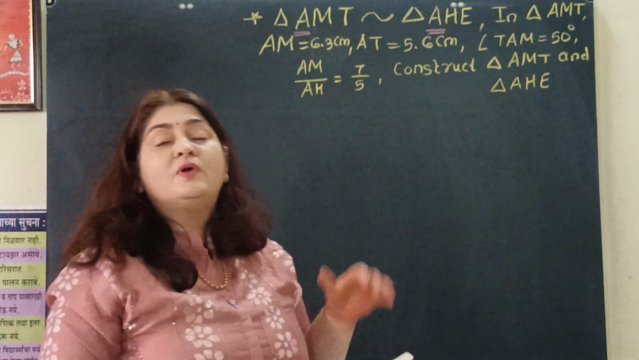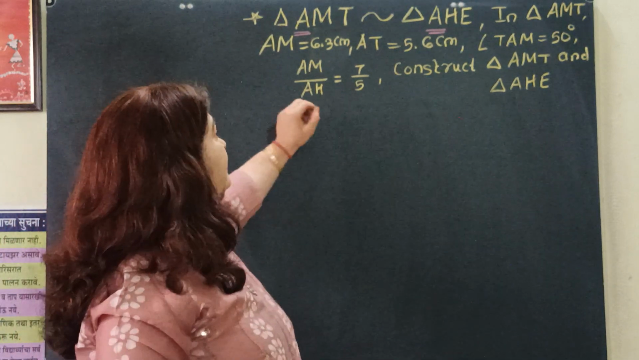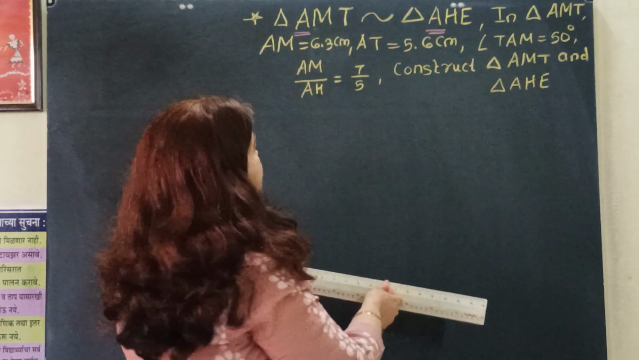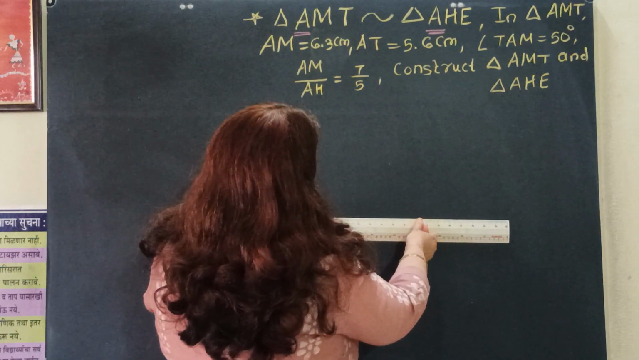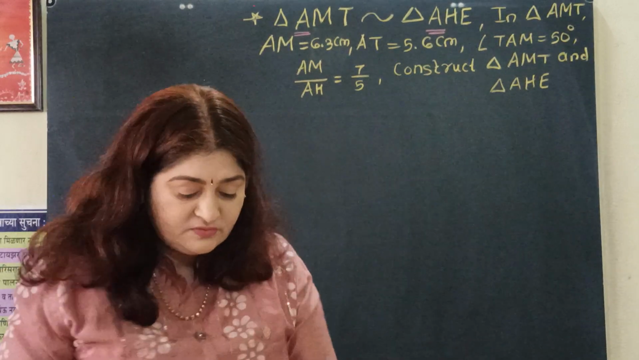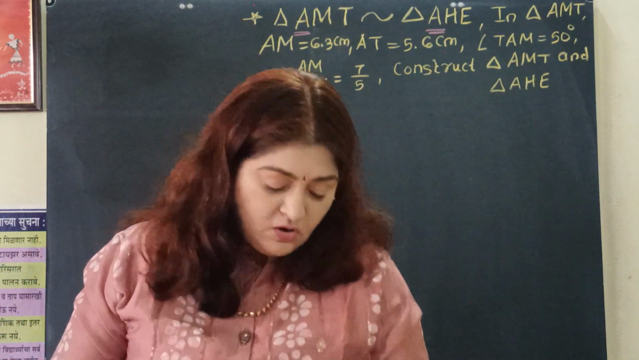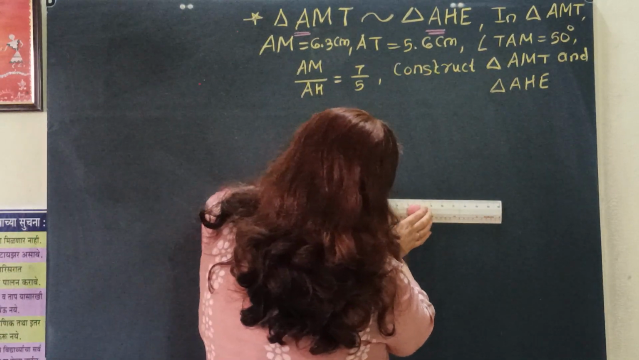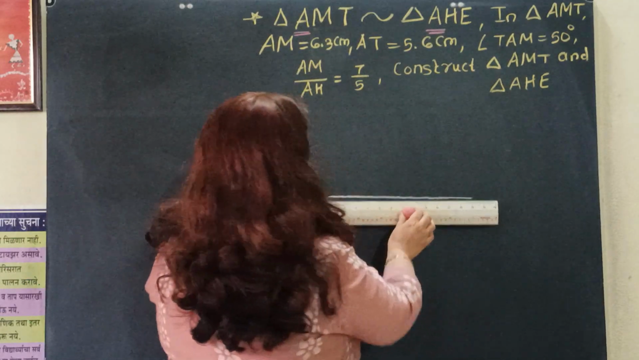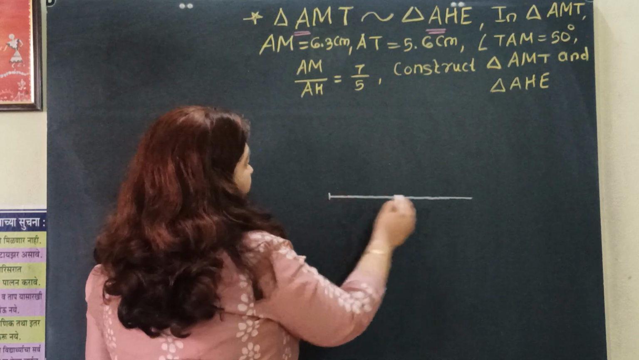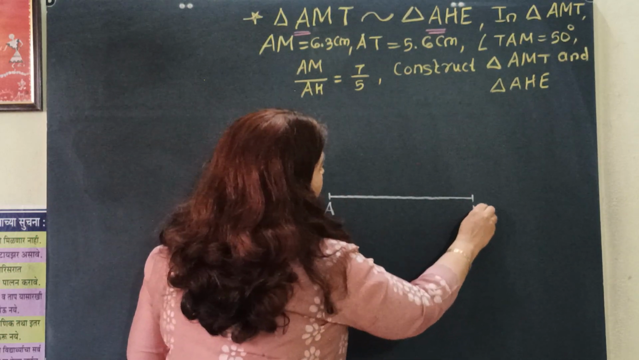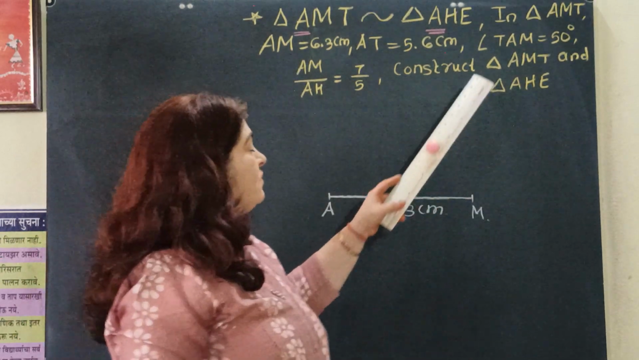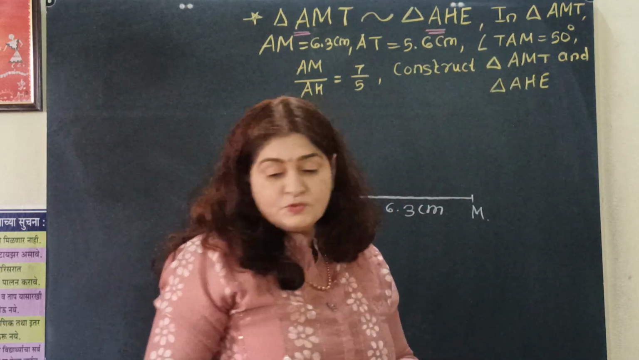For your convenience, so you can see the diagram correctly, I am going to double the measure. So what is AM? AM is 6.3 cm, so I am going to take it double, that is 12.6. You can take 6.3 only, but as I want to show it on the blackboard, I am using the double measure, that is 12.6. So this is my one segment, that is AM, and its measure is 6.3 cm.